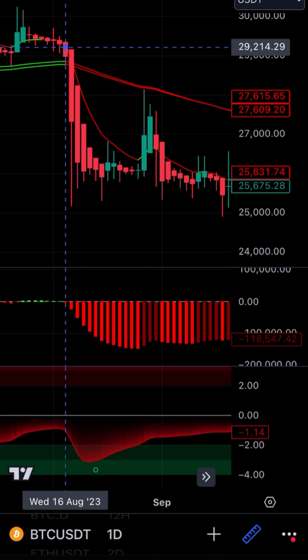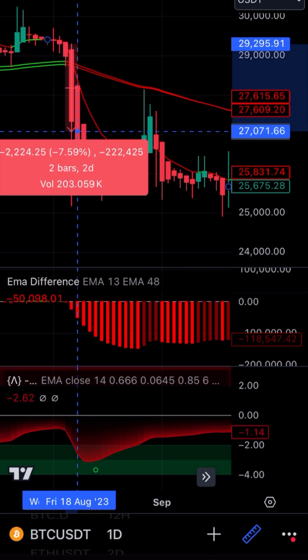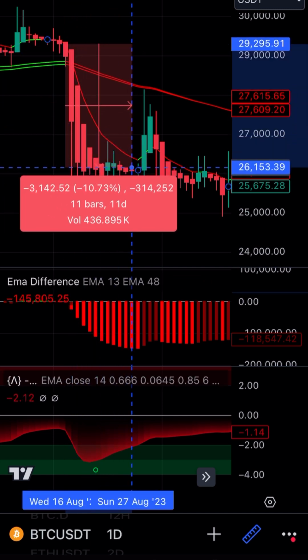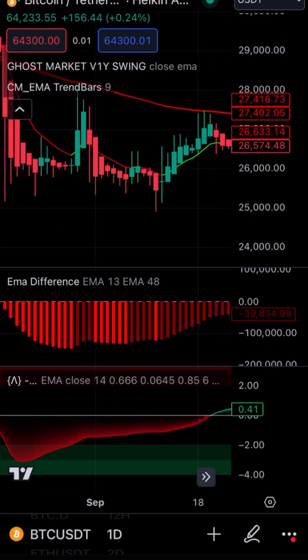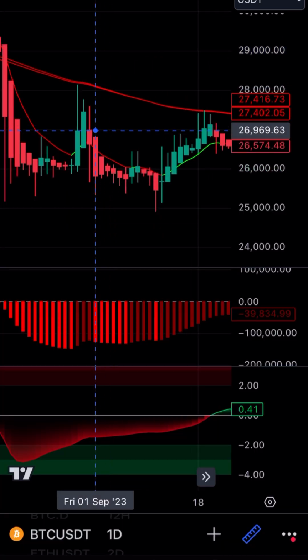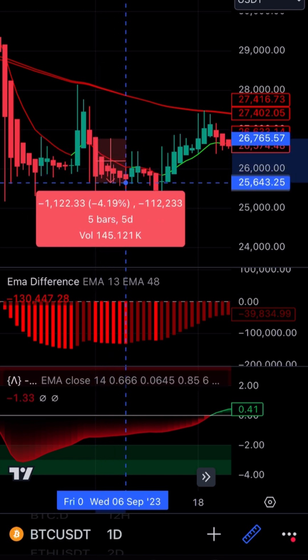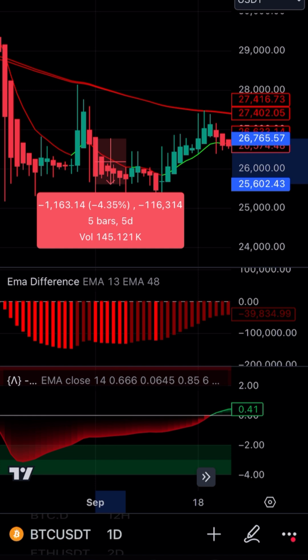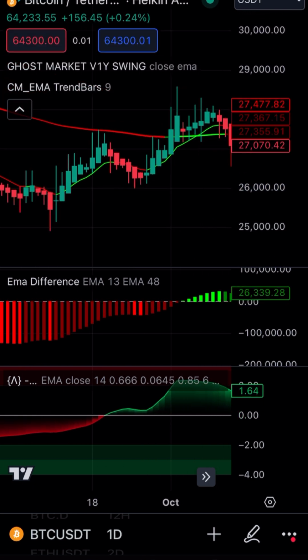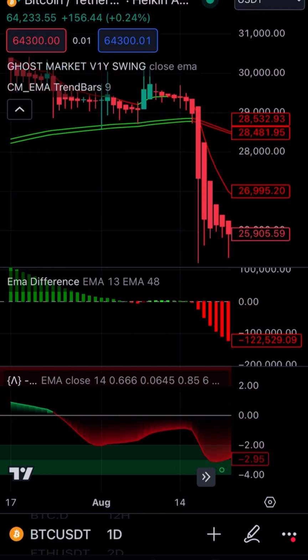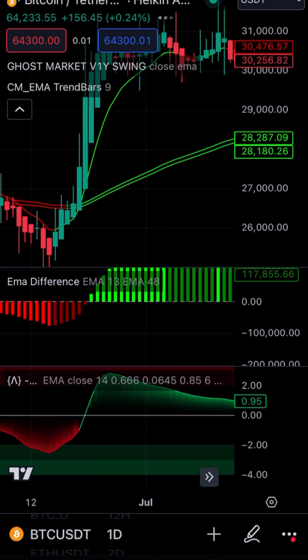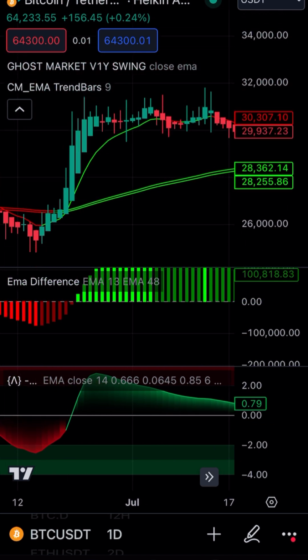Right here to here would have been profit. Right here to here would have been profit. And then it goes back up again. So let's just check to see what it did the next time.